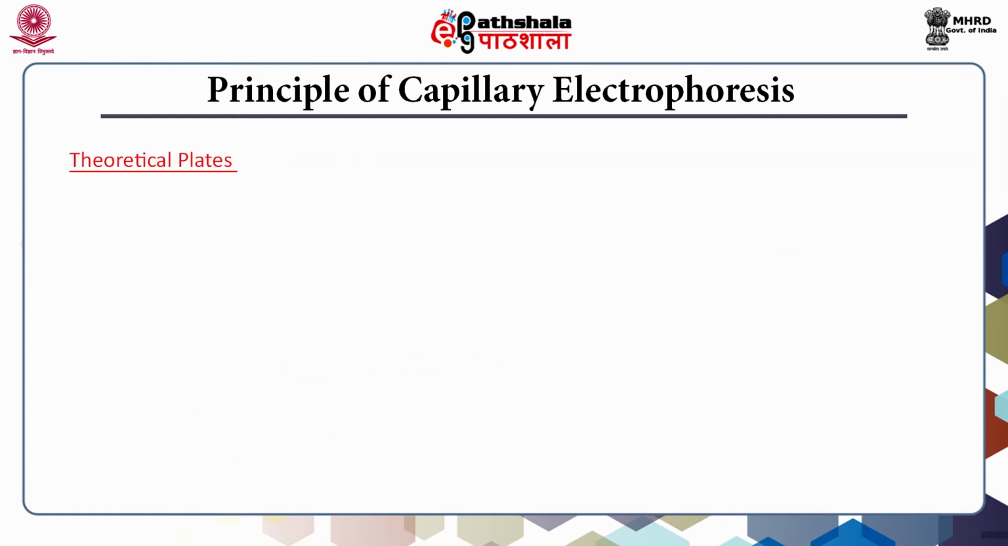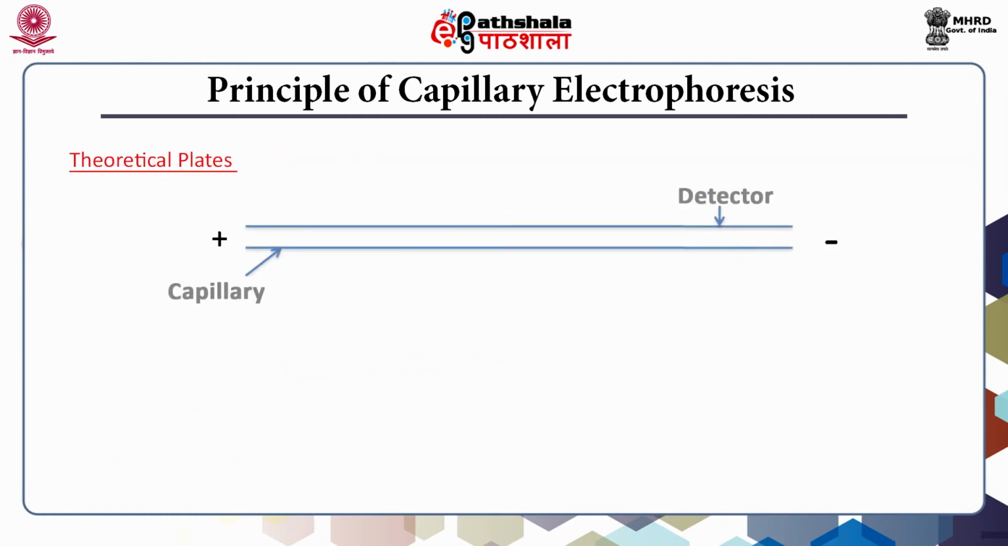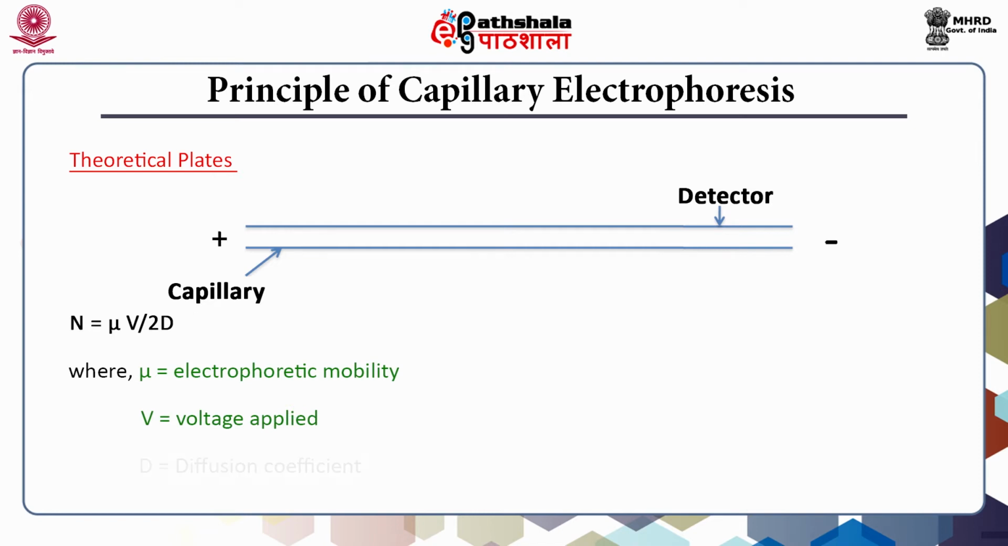The number of theoretical plates in a capillary column, denoted by capital N, is defined by the equation N = μV/2D, where μ is the electrophoretic mobility, V is the voltage applied and D is the diffusion coefficient. The more theoretical plates, the better the resolution.